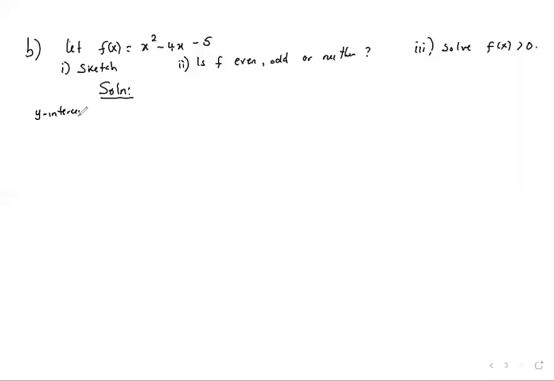Y-intercept. Y-intercept, you go in F, wherever there is x, put 0. And you get -5. So it's a point 0, -5. That is Y-intercept. X-intercept.